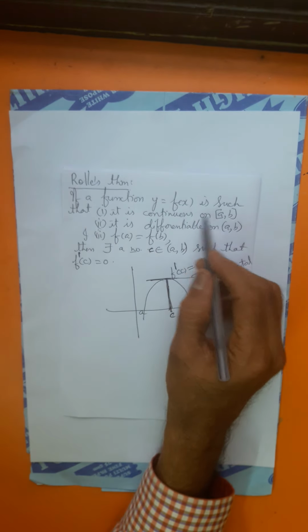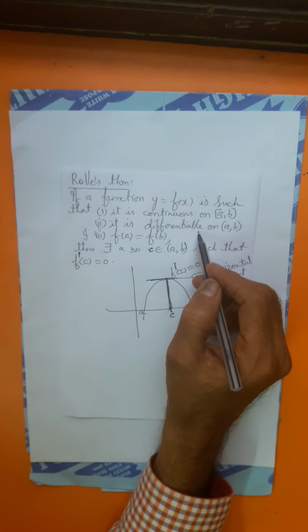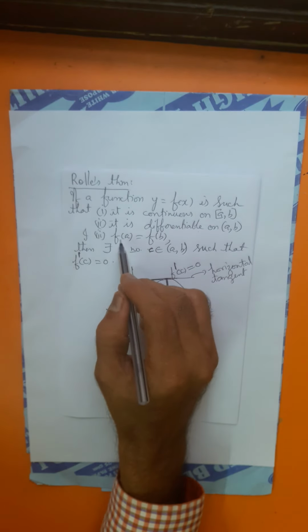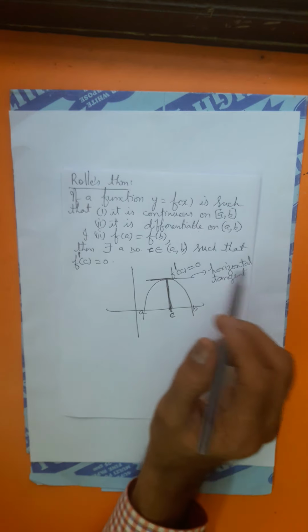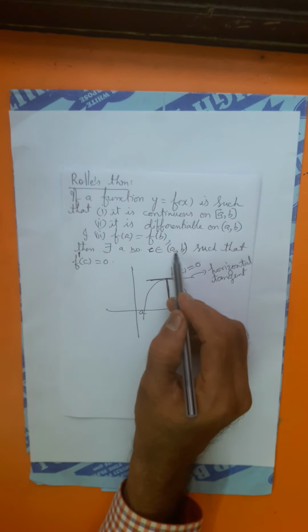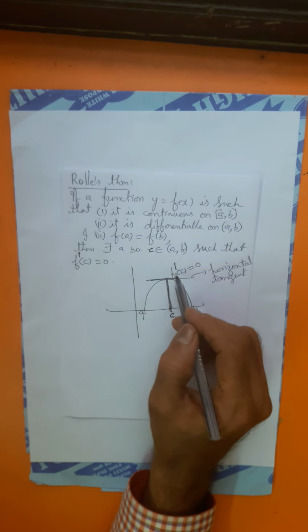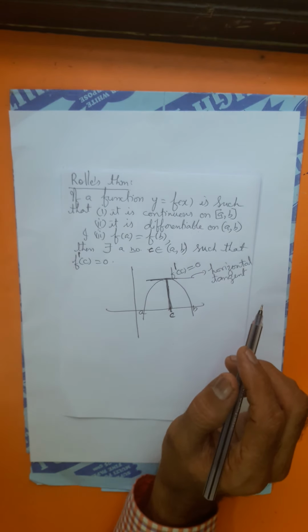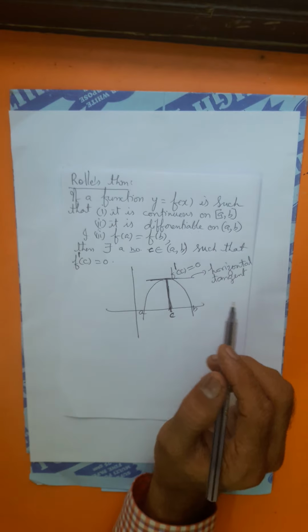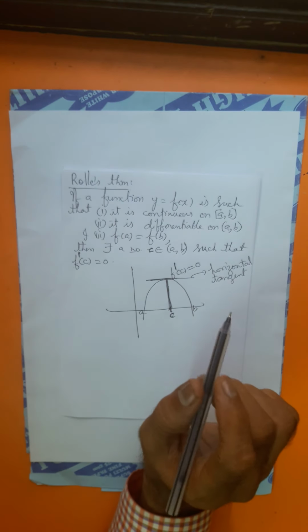So you want continuity in the closed interval, differentiability in the open interval, and values at the end points equal. Then there exists a number c between a and b, in the open interval, for which f dash c is 0. Okay. What is the geometrical meaning of Rolle's theorem?